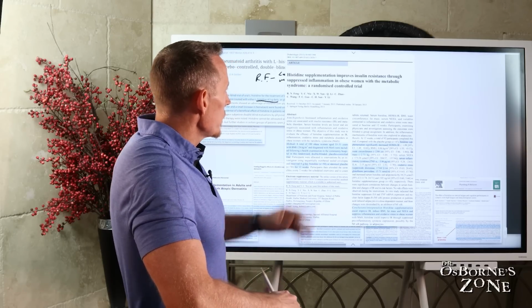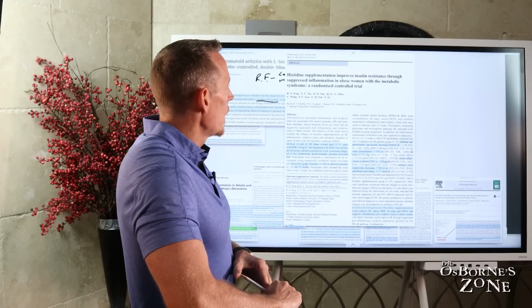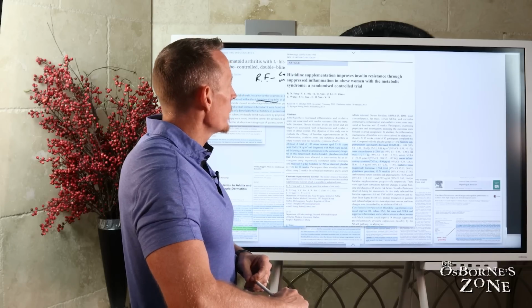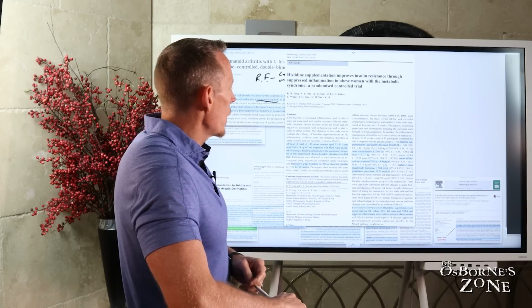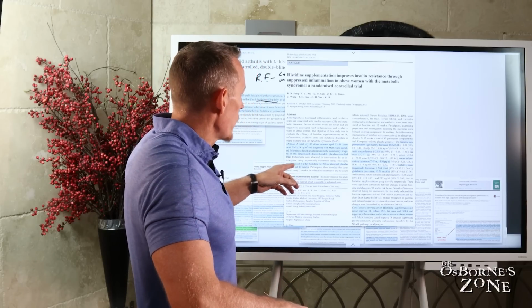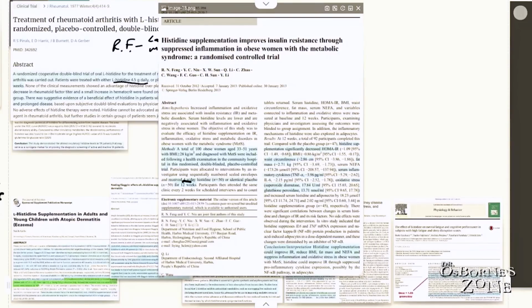Now here's another study. You can see histidine supplementation improves insulin resistance through suppressed inflammation in overweight or obese women with metabolic syndrome. This was a randomized, double-blinded controlled trial where they gave 4 grams a day of histidine. The N was 50, so 50 patients were being studied. Or they gave an identical placebo, and this was for 12 weeks. So 4 grams a day for 12 weeks.